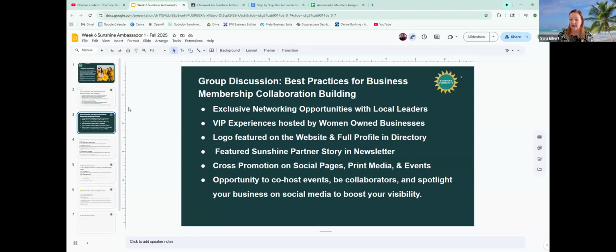logo featured on our website, and full profile and directory. We are actually going to be sending out, I'm hoping to get a form put together with the email in order to get all the information we need in order to get that directory all updated. I was going to do it by email and then get an email back, but if you can fill out a form, it puts it all in one space. That makes it easier to manage it on the website.